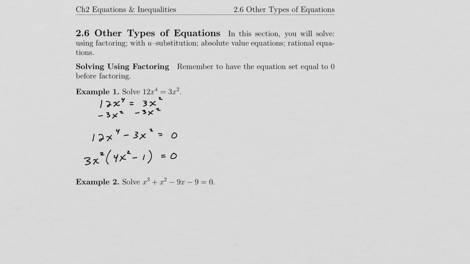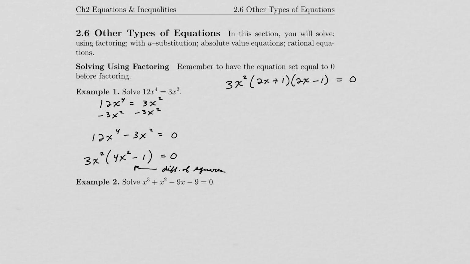And notice here that this second factor, this is one of our special forms. This is the difference of squares. Right, you can think of that as 2x all squared minus 1 squared, right? It's like a squared minus b squared. So it's a difference of squares. So we know that that factors into a, which is 2x plus b, so plus 1, times a minus b, right? And that's got to equal 0.